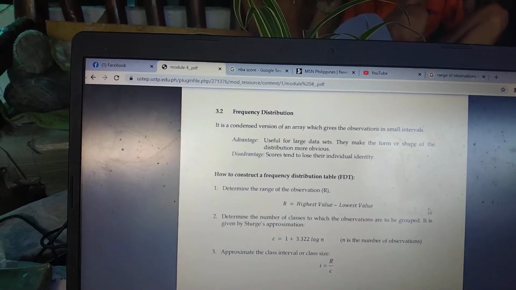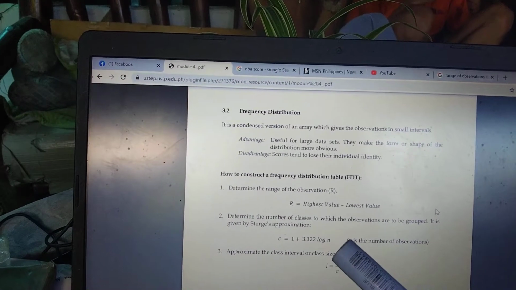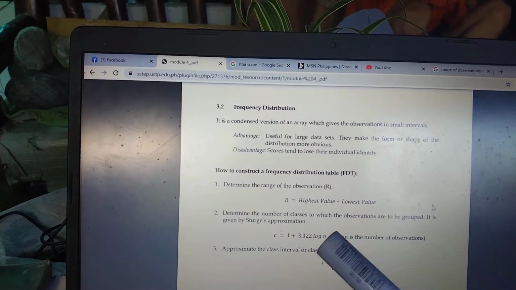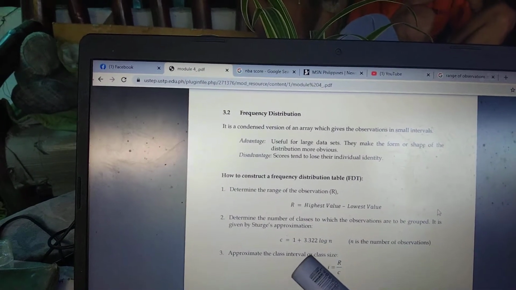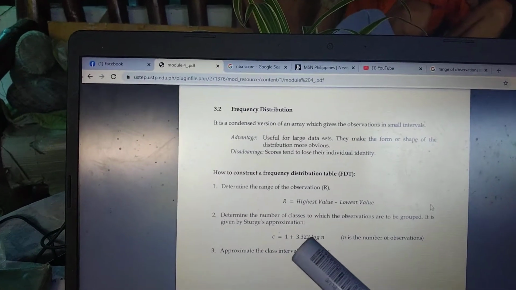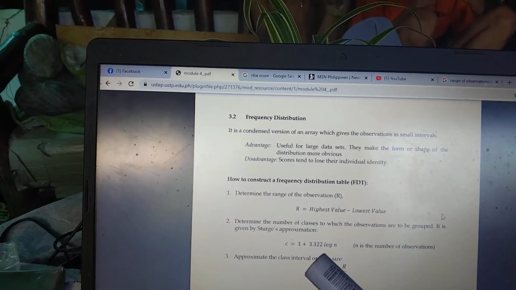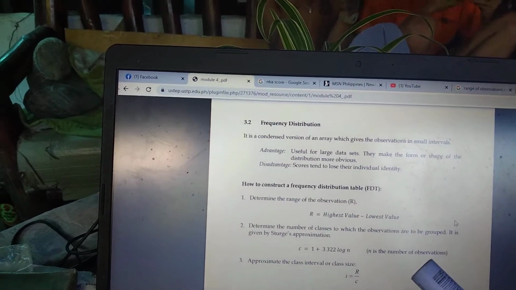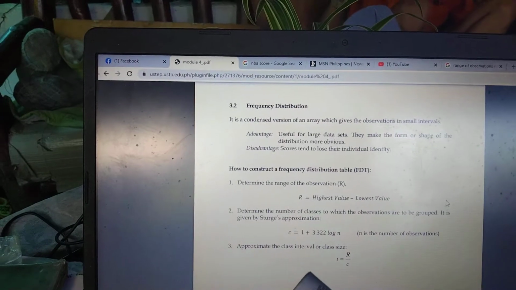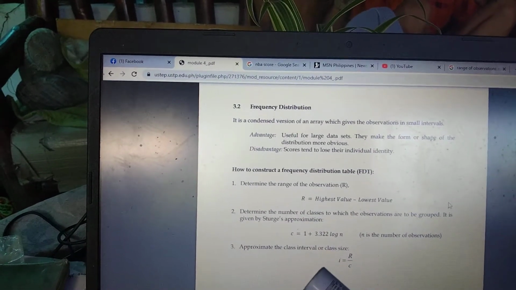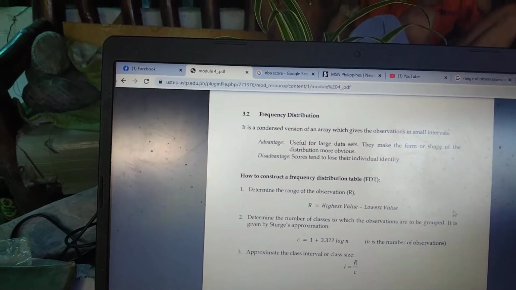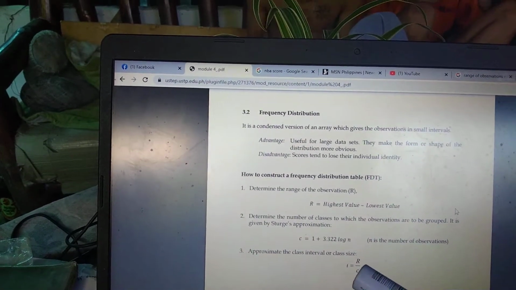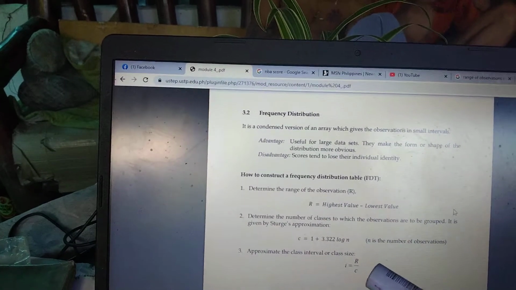Step 2, determine the number of classes to which the observations are to be grouped. It is given by Sturge's approximation: C is equal to 1 plus 3.322 log of n, where n is the total number of observations. And number 3, approximate the class interval or class size, which you can compute as I equal to the range over C.